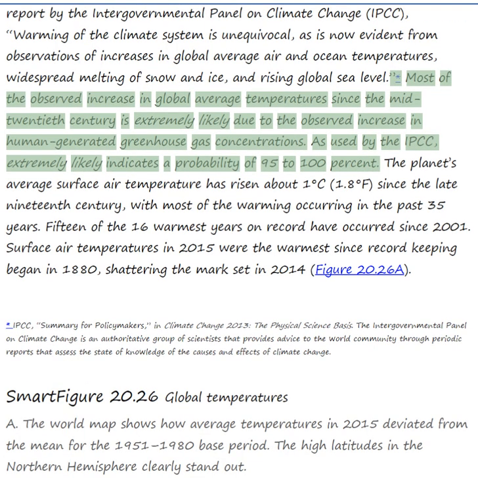Most of the observed increase in global average temperatures since the mid-20th century is extremely likely due to the observed increase in human-generated greenhouse gas concentrations. As used by the IPCC, extremely likely indicates a probability of 95 to 100%.